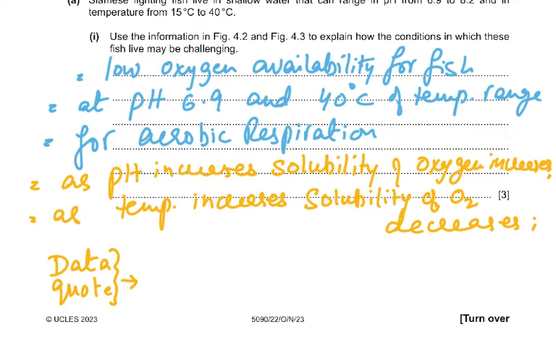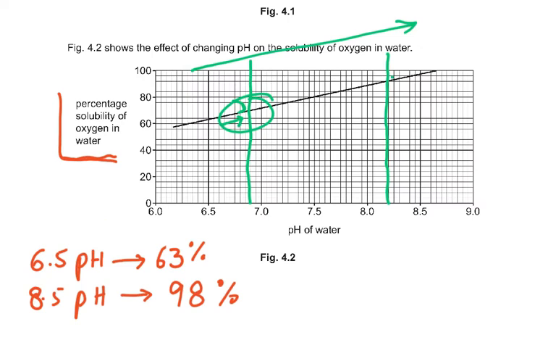And then when I said a data code, now I'm going to tell you what the data code means and what you will give me in the data code. In a data code, you take two extremes. I always say the beginning and the end. So I've taken 6.5 pH and 8.5 pH and I've given you the percentage solubility of oxygen in the water. So this would get you 1 mark. This is a data code. I said beginning and somewhere at the end.